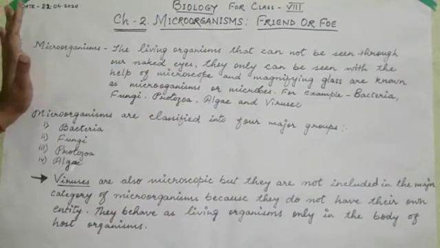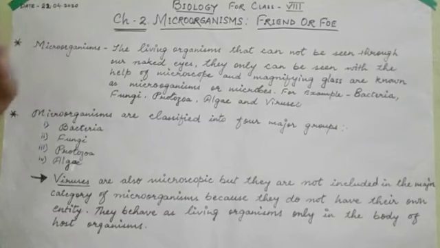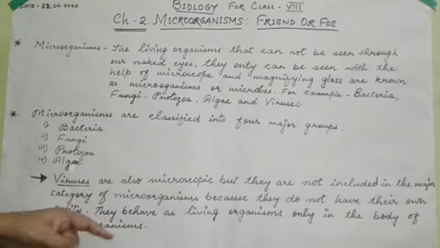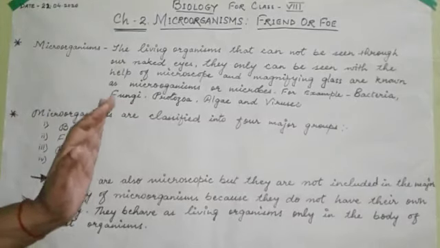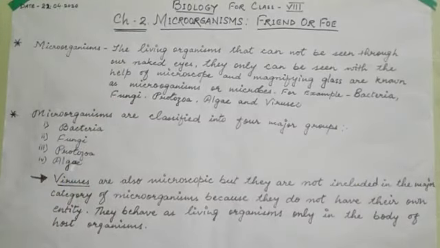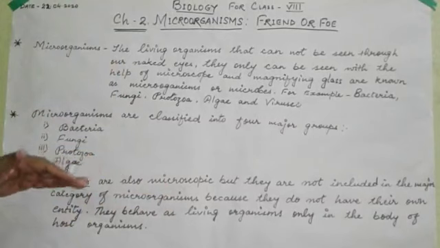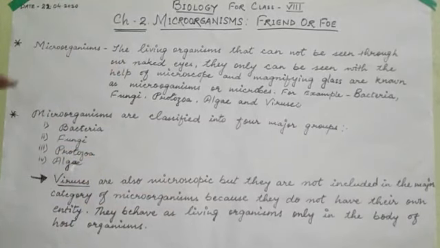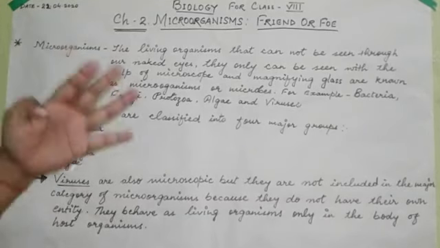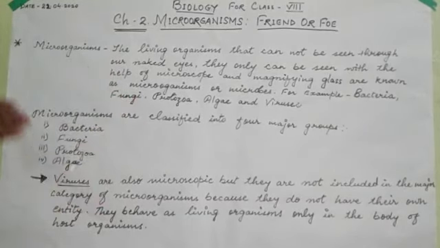Students, that's all for today. I would like to give you the home assignment for today. You have to make a list of different types of microorganisms, and you have to mention 4 diseases caused by these different kinds of microorganisms.